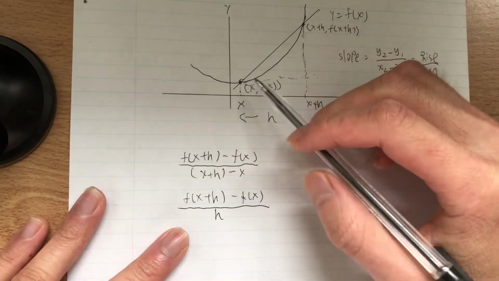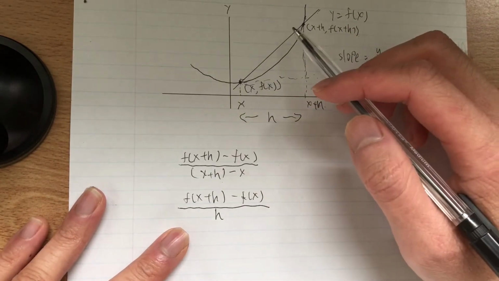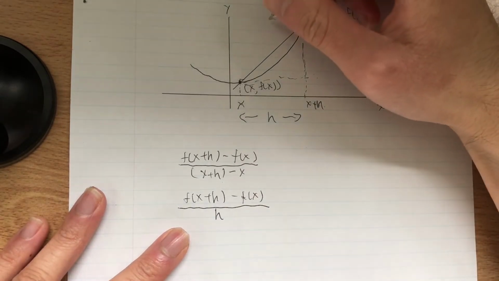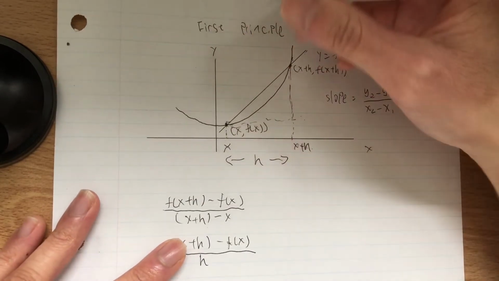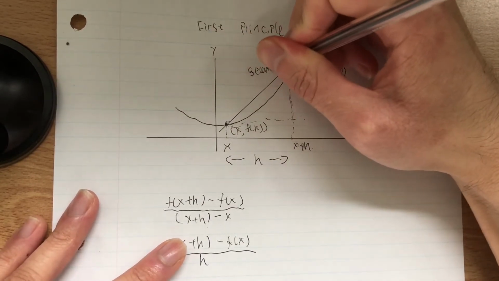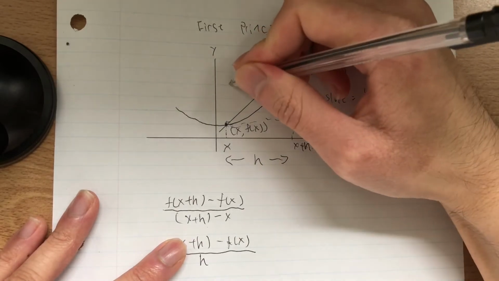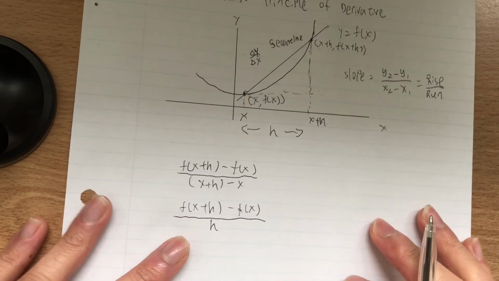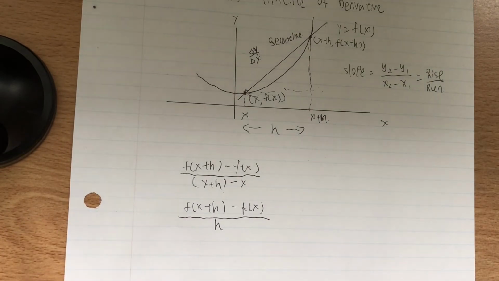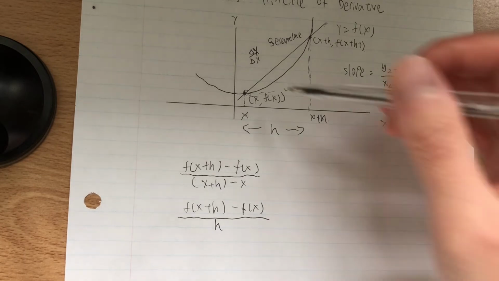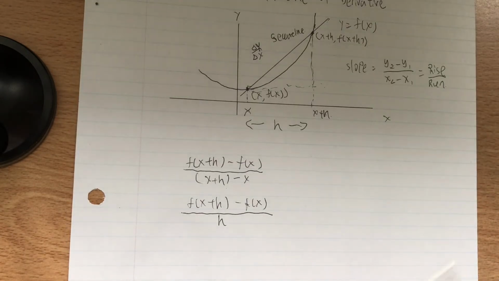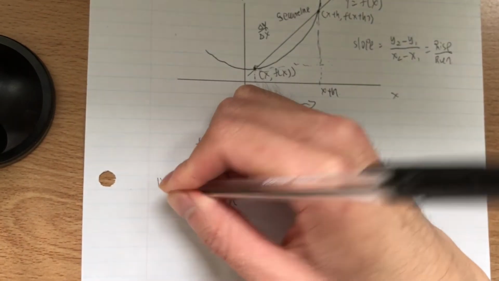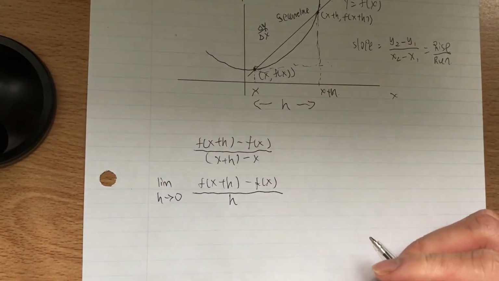Here's the thing. This line crosses 2 points on this curve. It represents the average rate of change, and this is called the secant line, representing the average rate of change, delta y over delta x. The derivative is to find the instantaneous rate of change at a particular point. In order to do that, we have to take the limit of this. So let's take the limit as h approaches 0.